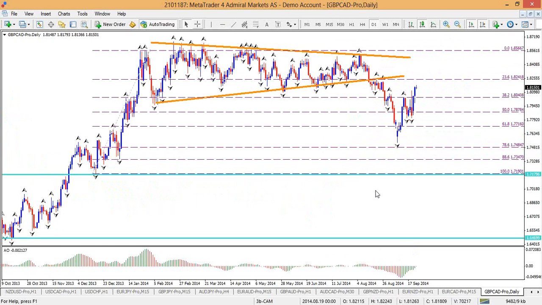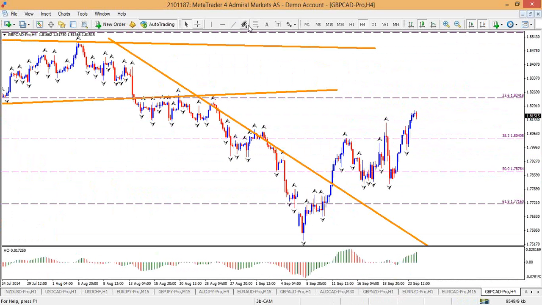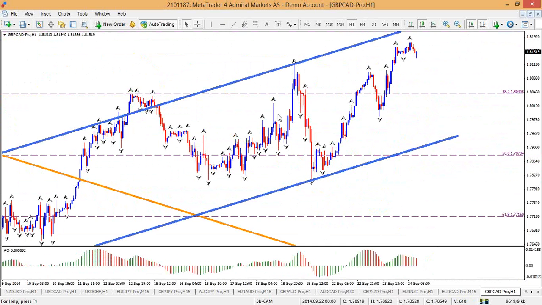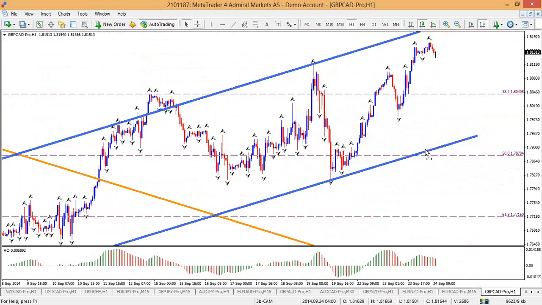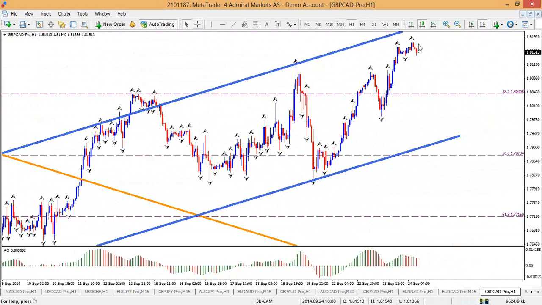Let's zoom into the daily now. Making higher highs and higher lows though at the moment, plus breaking out of this trend line. We can put a channel on the 4-hour chart that symbolizes the current uptrend, like that. I can use that channel for trading the upside. And now the hourly, we see a lot of choppiness and a lot of spikes up and down. Price is pretty close to that top of the channel.